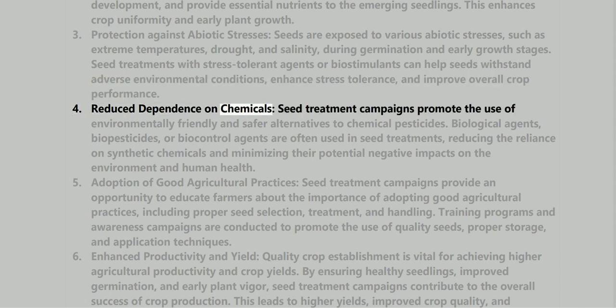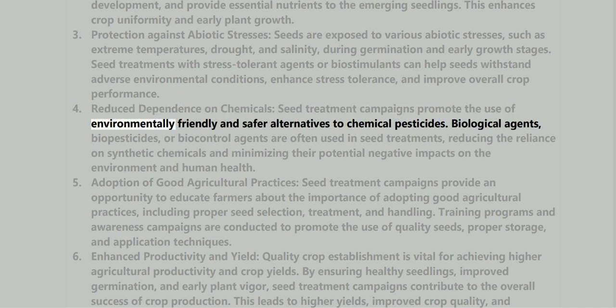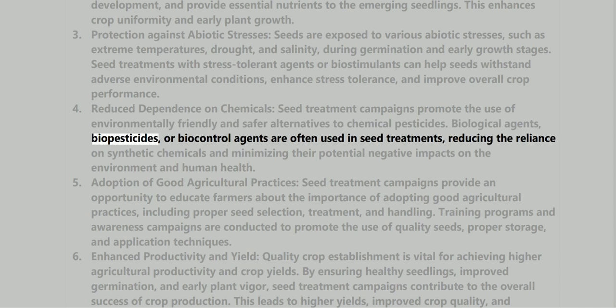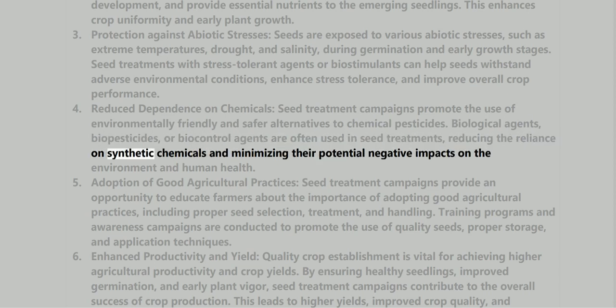4. Reduced dependence on chemicals. Seed treatment campaigns promote the use of environmentally friendly and safer alternatives to chemical pesticides. Biological agents, biopesticides, or biocontrol agents are often used in seed treatments, reducing the reliance on synthetic chemicals and minimizing their potential negative impacts on the environment and human health.